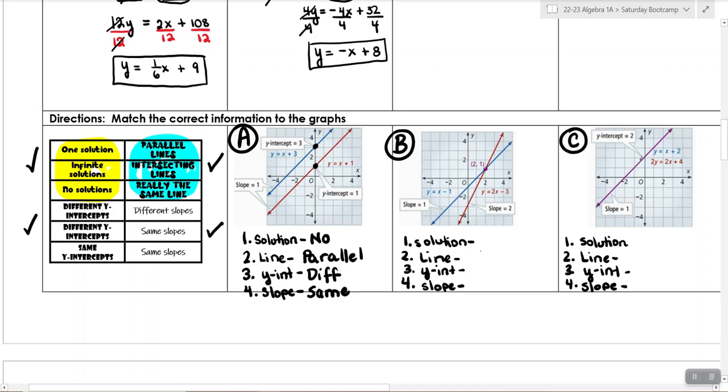All right, the solution here is how many? One solution. That's this point right here, 2, 1. What about the lines? They're intersecting. All right. What about the y-intercepts of these lines? Are they going to be the same or different?